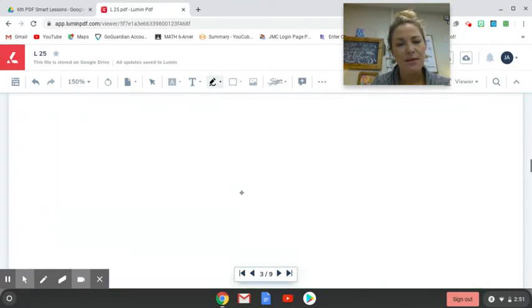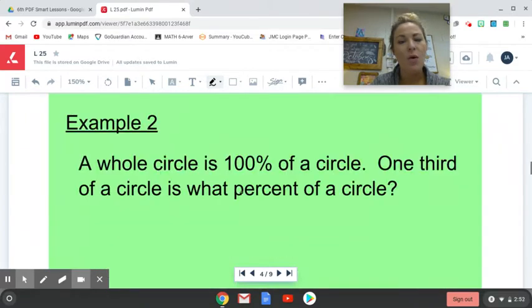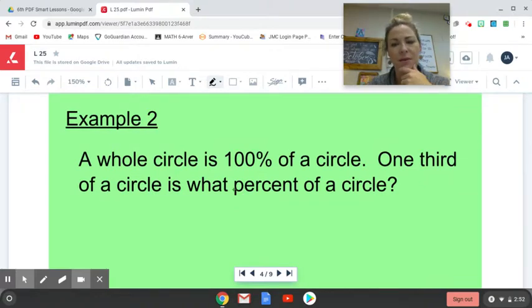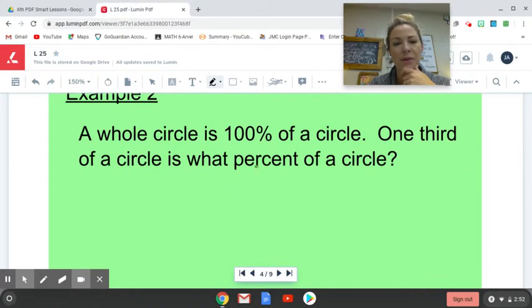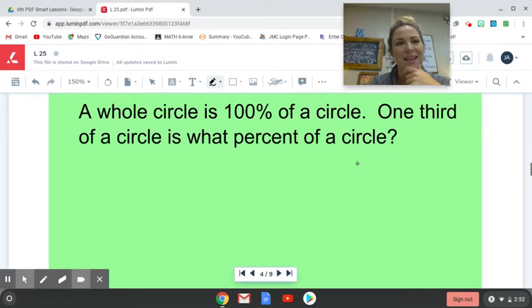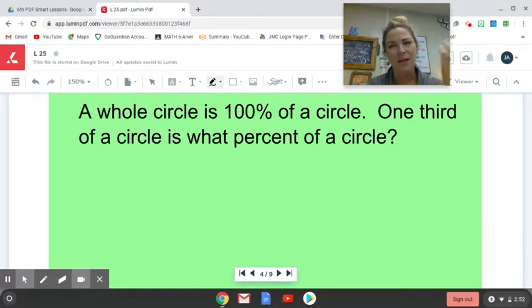Trying another example. A whole circle is 100% of a circle. 1/3 of a circle is what percent of a circle? Go ahead and pause the video. Try this on your own. There are a couple different ways to go about solving this, but just keeping in mind that the entire circle is 100%, 1/3 of that would be what percent? How would you go about solving that?